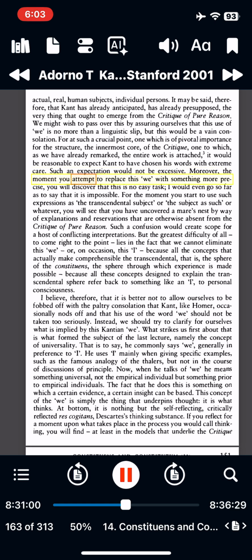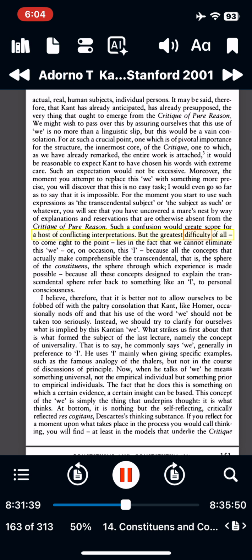Moreover, the moment you attempt to replace this we with something more precise, you will discover that this is no easy task. I would even go so far as to say that it is impossible. For the moment you start to use such expressions as the transcendental subject or the subject as such or whatever, you will see that you have uncovered a mare's nest by way of explanations and reservations that are otherwise absent from the Critique of Pure Reason. Such a confusion would create scope for a host of conflicting interpretations.